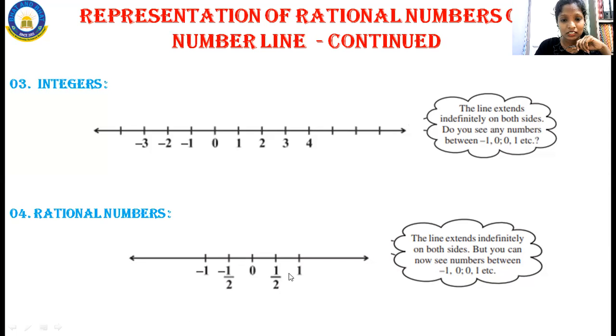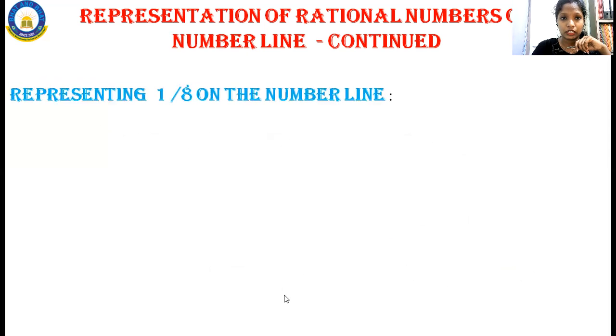So now you can see the numbers between 0 and 1, whereas in integers you can see only 0 and 1. But when I come to rational numbers, you can see numbers between 0 and 1. So here is the meaning of rational numbers, where p by q, and q is not equal to 0. As you can see here, it's in the form of p by q, and q is not equal to 0. And then, now we'll move on to the representation of rational numbers on the number line.